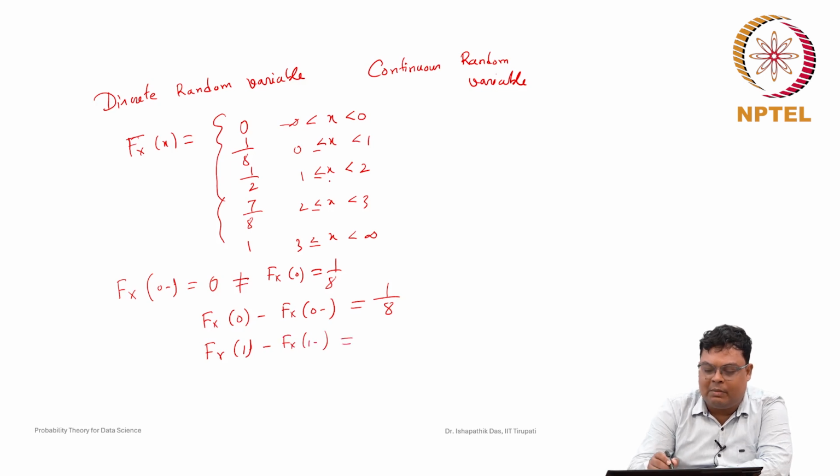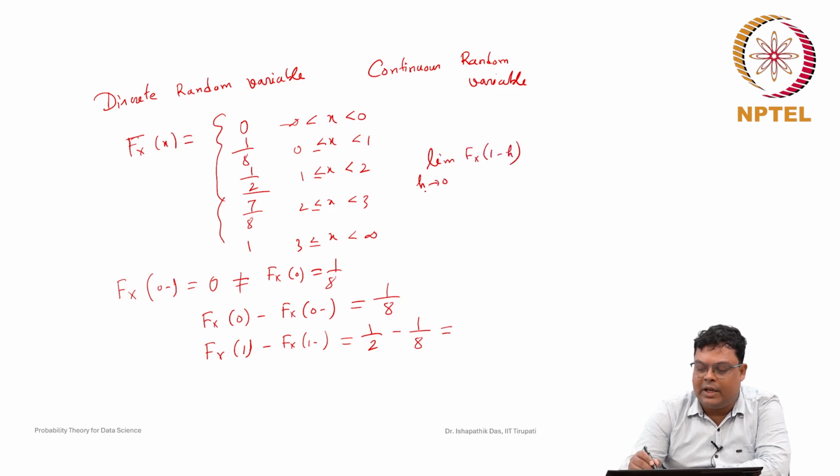So, F of 1 is, if you put x equal to 1, 1 by 2. F of 1 minus is the limit as h goes to 0, with h a positive number tending to 0, of F of 1 minus h. Whenever 1 minus h is a number less than 1, this value is always 1 by 8. So, if you take the limit, it is 1 by 8. Then what is the difference? This is 4 by 8 minus 1 by 8, so this is nothing but 3 by 8.